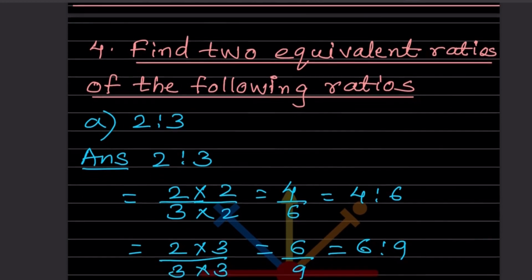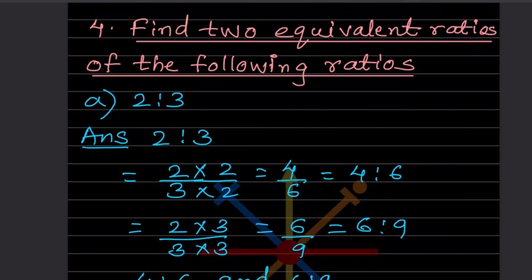Now here they said, concentrate on this one. Find two equivalent ratios of the following ratio. Now here, look at it, 2:3 is given. So what are you going to write here? Now we want two equivalent ratios, right? So what are we going to do here?